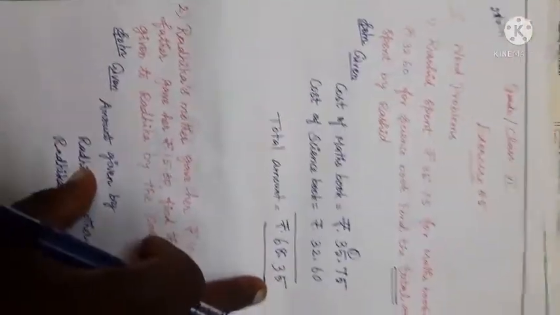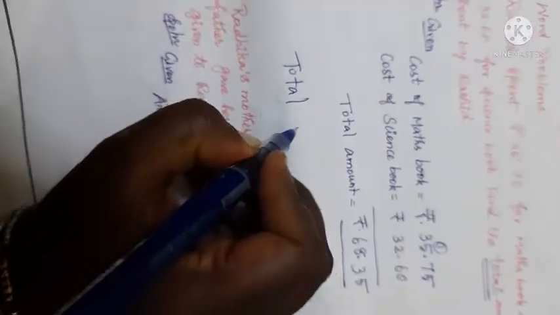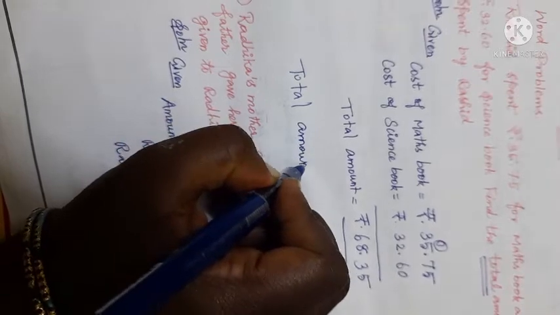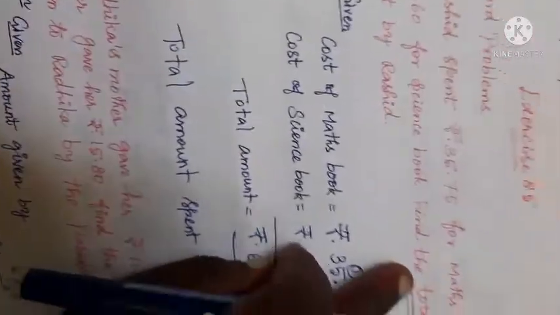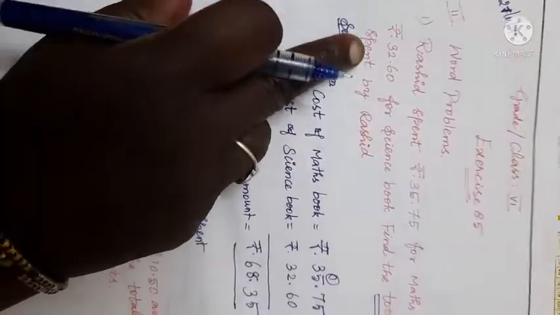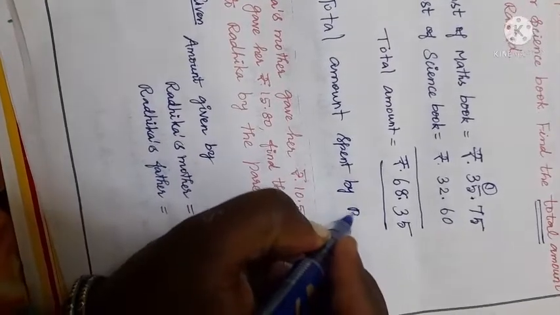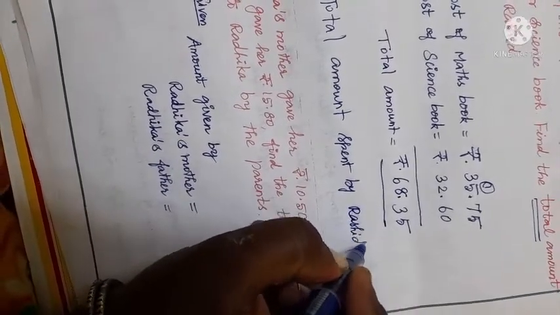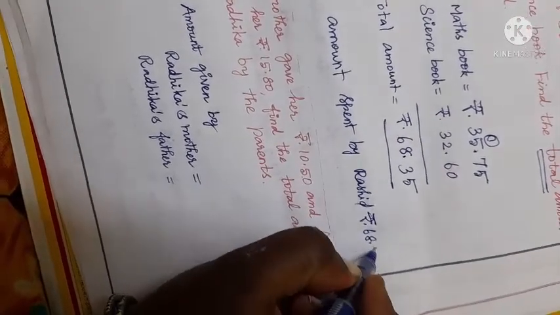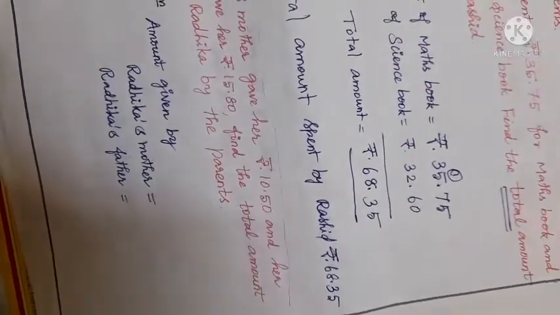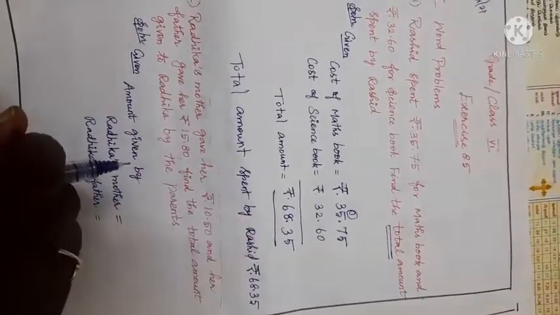Okay. So, you need to write total amount spent. Question it has given, see. Total amount spent by Rashid, rupees 68.35. So, this is your first question.